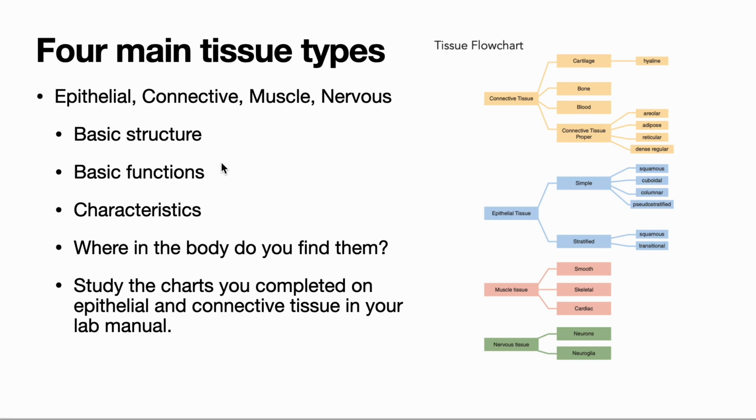So for example, one of the functions of epithelial tissue is that it can be protective, and we also find it lining cavities. Well, maybe those 2 things have a relationship. So you want to think about those. So study the charts in your lab manual on epithelial and connective tissue, because they ask you to identify some of the different functions and some of the different locations. So that should really highlight those ideas for you.